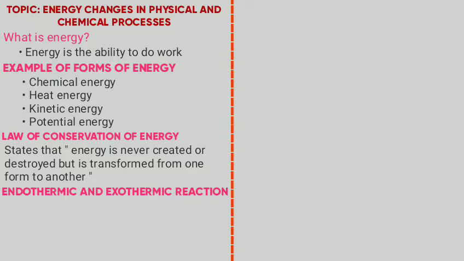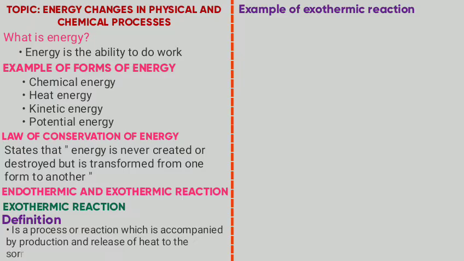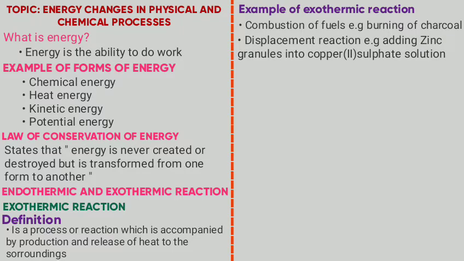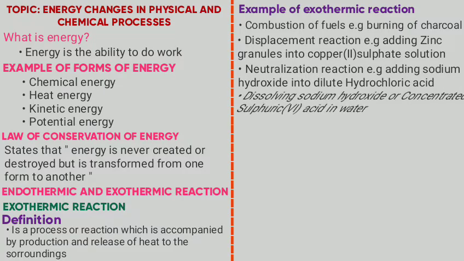We begin by looking at the exothermic reaction definition. It's a process that is accompanied by production and release of heat to the surroundings. Examples of exothermic reactions: combustion of fuels, e.g. burning of charcoal. Displacement reaction, e.g. addition of zinc granules to copper sulfate. Neutralization reaction, e.g. addition of sodium hydroxide to dilute hydrochloric acid. You can also have dissolving of sodium hydroxide or concentrated sulfuric acid in water, and others.